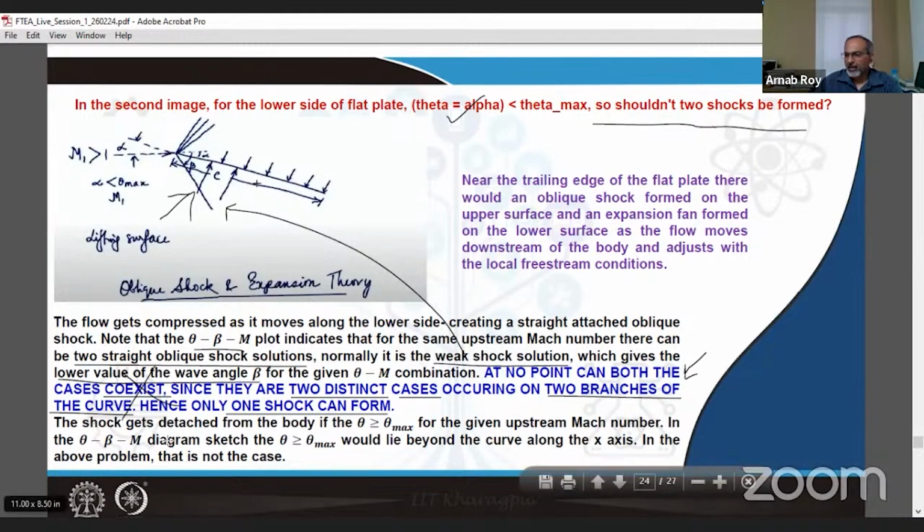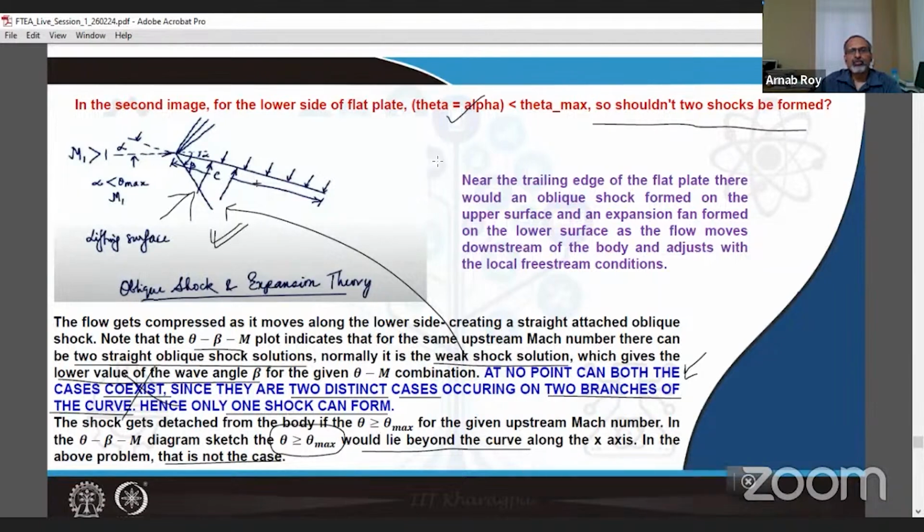The shock gets detached from the body if theta is greater than or equal to theta max for the given upstream Mach number. In the theta-beta-M diagram, theta greater than theta max would lie beyond the curves along the x-axis. In the above problem, that is not the case, and therefore you have a straight attached oblique shock.